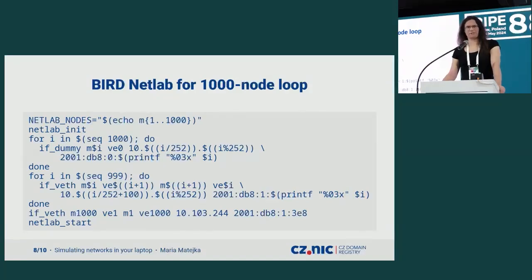This is a 1000-node loop, which I spun up on Tuesday morning on my laptop. I had to kill my Firefox because the 1000 BIRDs ate 5 gigs of RAM, and Firefox is greedy. That was all. It took something like 3.5 minutes to spin it up, and something like 7 minutes to tear it down, because when you tear down the first node, all the other nodes start to recompute the OSPF. So it took some time. But it worked.